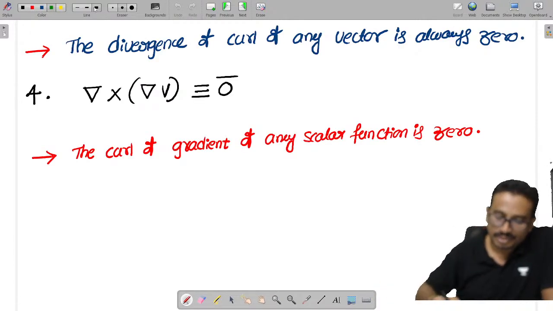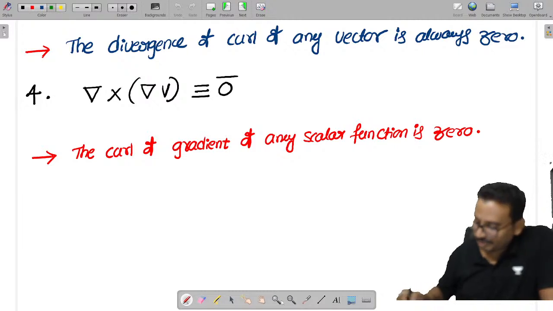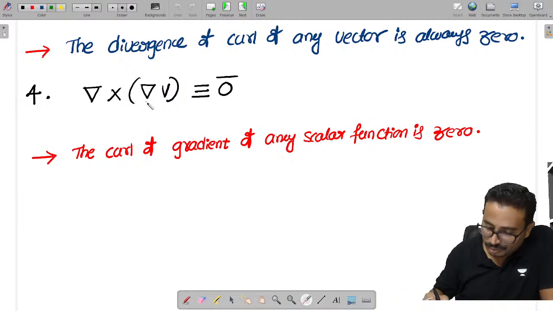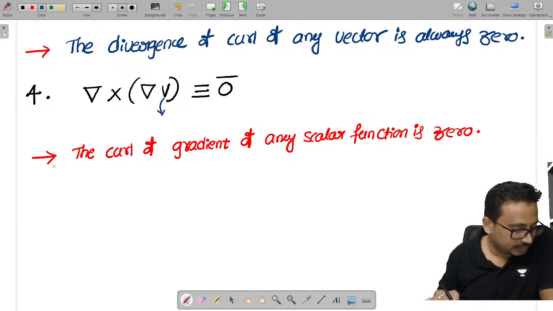ये भी important है. देखो इधर. We are finding this thing here. What is this V here? What is this V here? What is this V here, yeah?